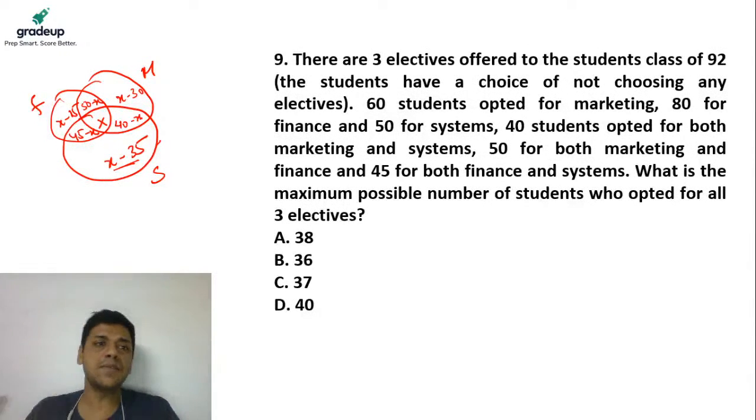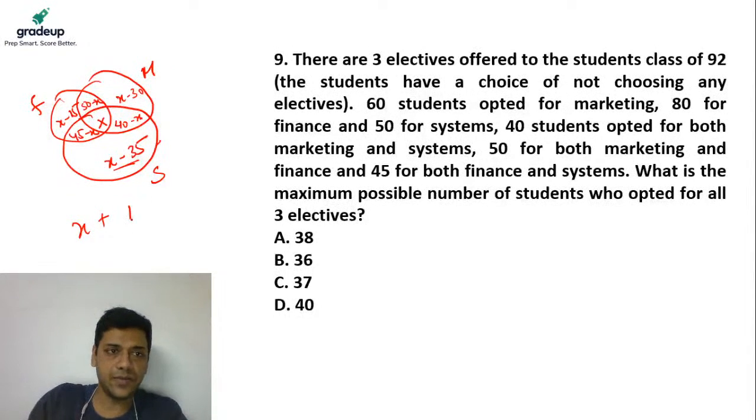Now let's look at the sum of all these numbers. If you add all of this, you will get X. There are three minus X terms, three plus X terms, and plus 1X, so X will be there. How many positive numbers? 50, 45 and 40, which makes 135. The negative part is minus 15, minus 30, minus 35, which makes minus 80.